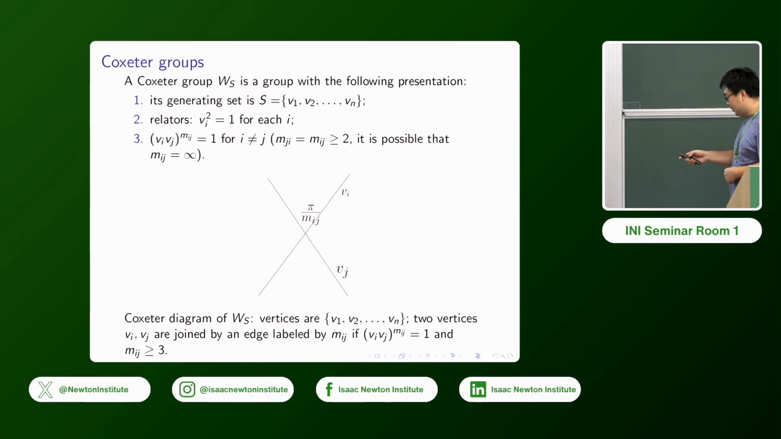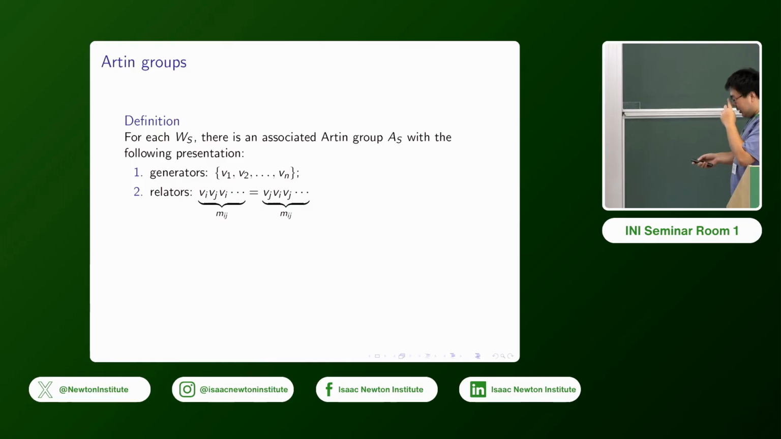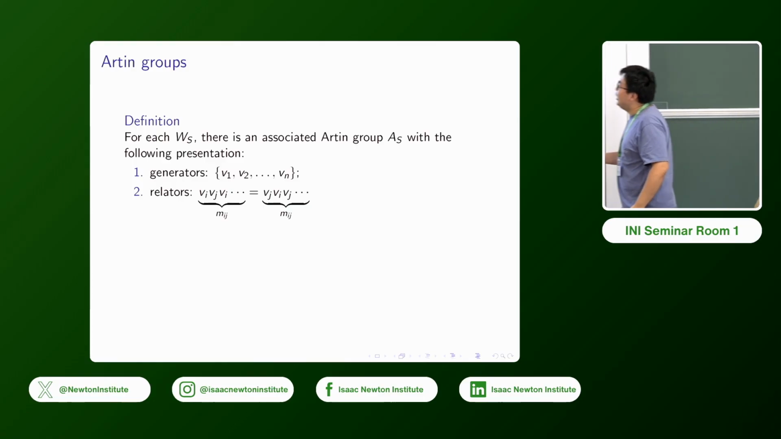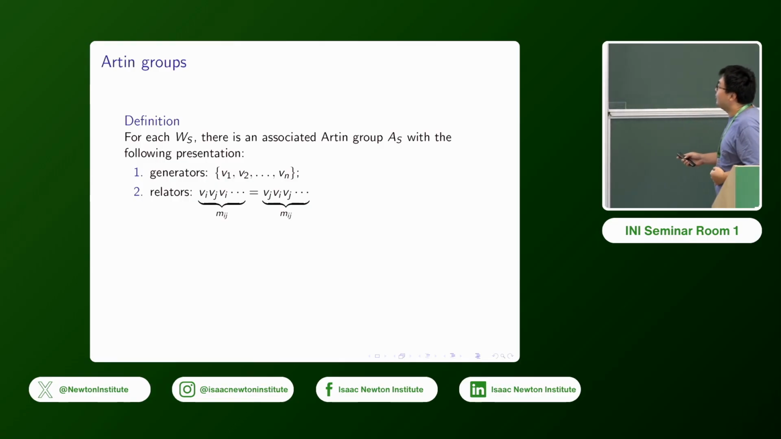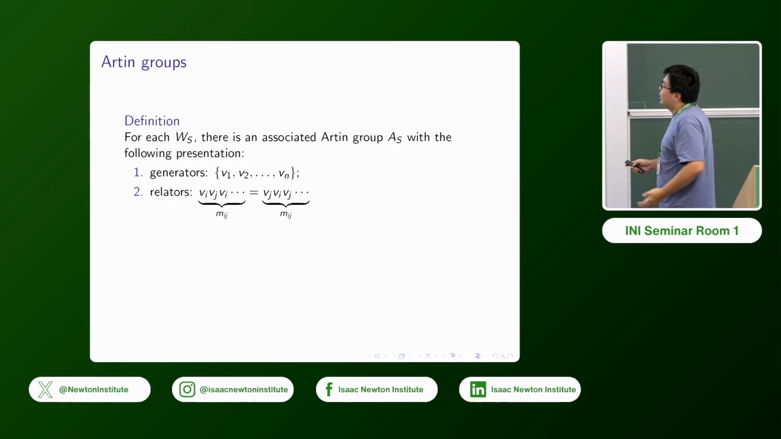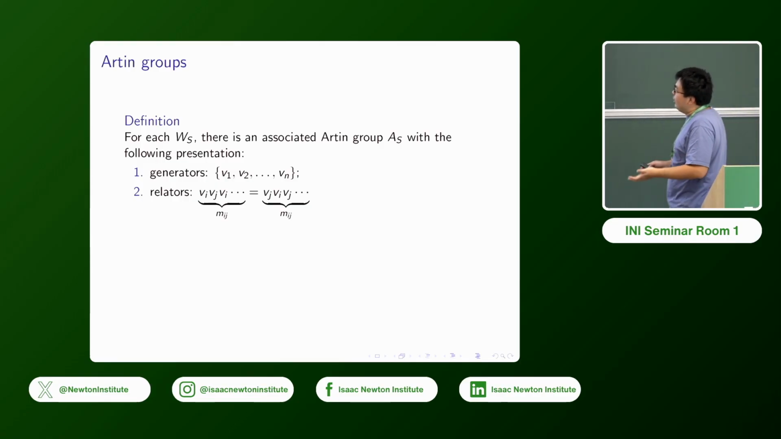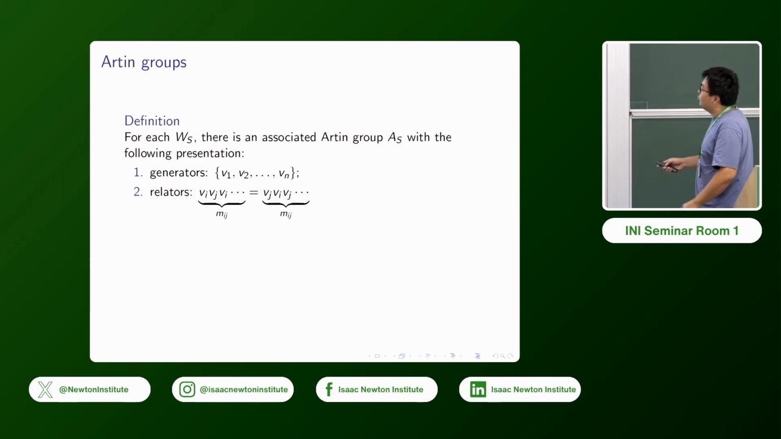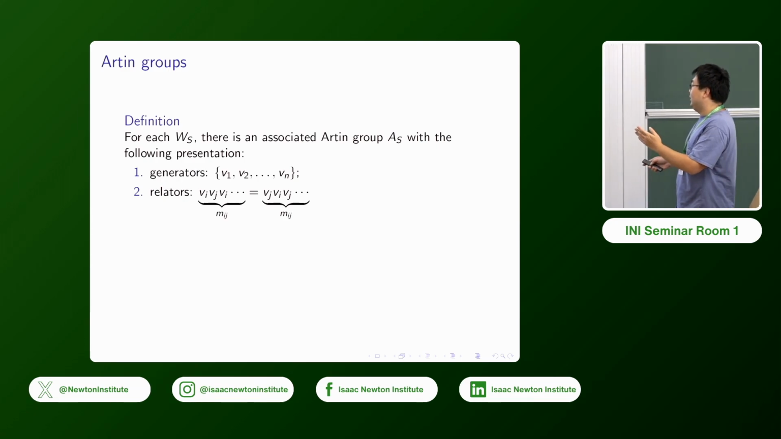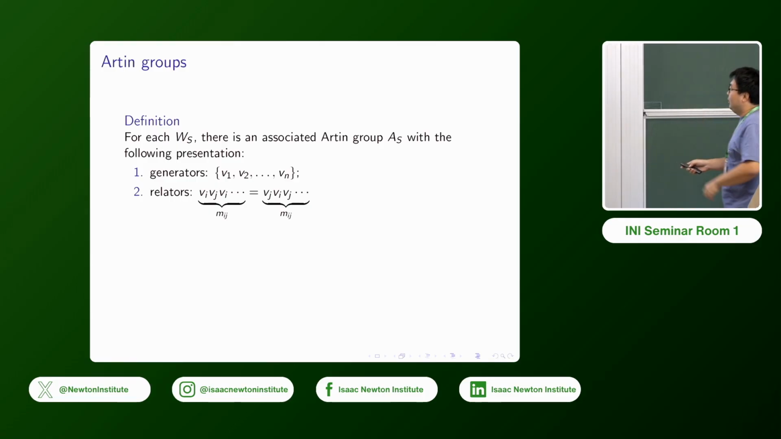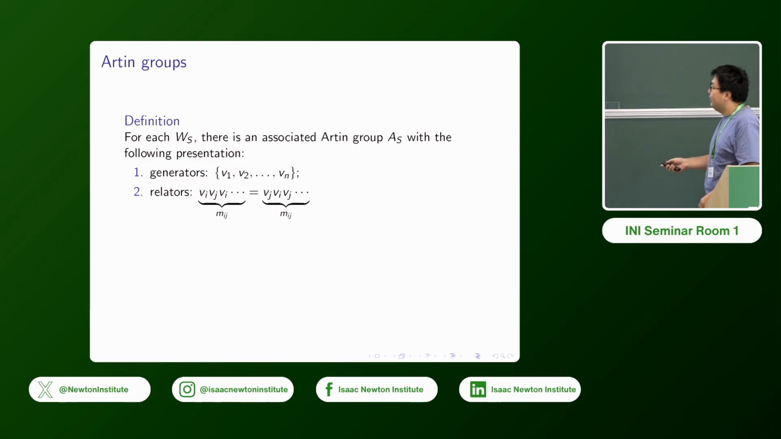Okay, so now our second main player in this talk will be the Artin group. Turns out for each Coxeter group, I can associate an Artin group. It's going to have the same set of generators, but it only has one kind of relator. Basically, I have this braid type relator, an alternating word vi, vj, vi, and so on of length mij, equal to this other alternating word starting with vj. So basically, this mij is exactly the same mij as before. Okay? So that's the definition of Artin group.